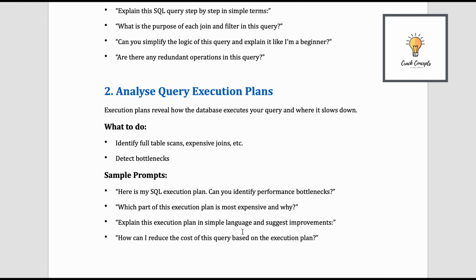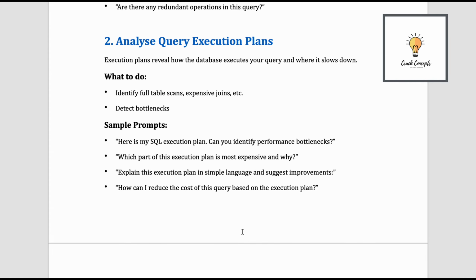Number two, analyze query execution plans. When you use the explain command on your database, you will get an execution plan, which you can ask AI to help you understand. Execution plans reveal how the database executes your query and where it slows down. So what you have to do is identify full table scans, expensive joins, etc. You need to detect bottlenecks.